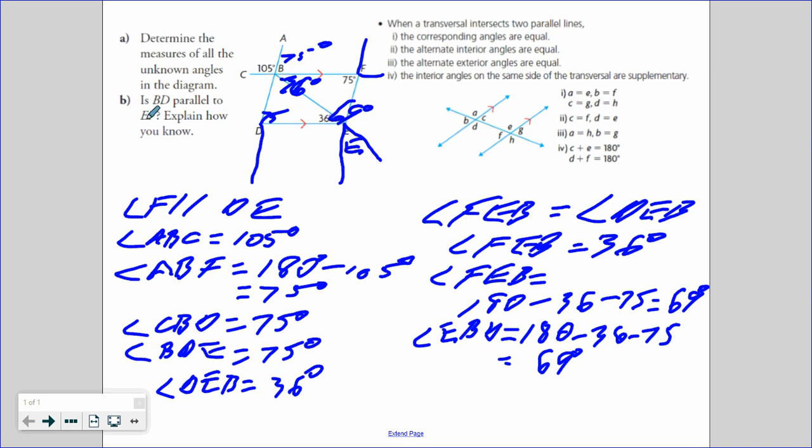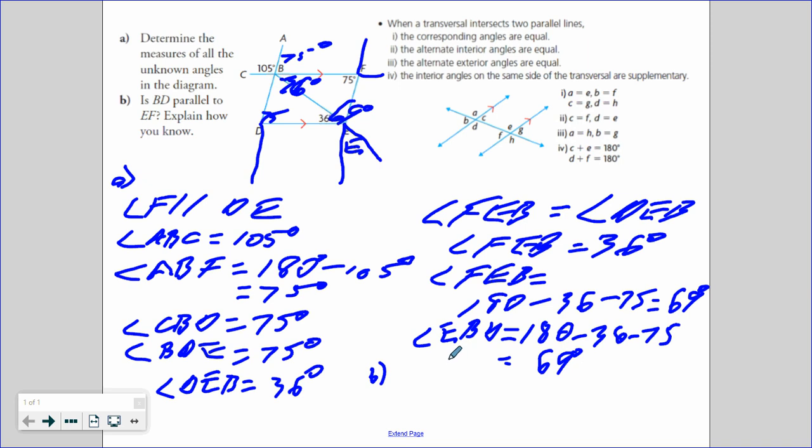Okay, so let's move to B. Is BD parallel to EF, and how do you know? So where is BD? BD is right here. I don't see any red arrows on there telling me that they're parallel to something else, so we're going to have to prove that. So it's asking us to prove that it's parallel to this line here, EF. Okay, so all this work was A, and I just have just enough room down here for B.